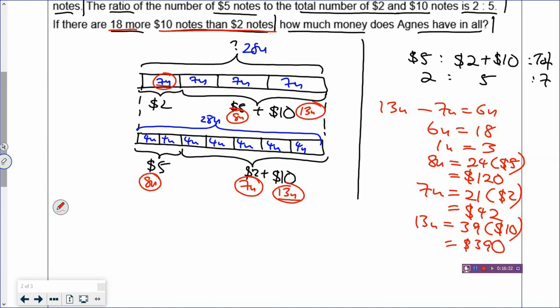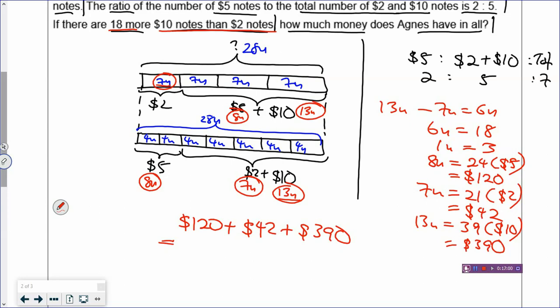So now can you find the total value that Agnes has? So every time you look at how much money, it means the value. Please do not find how many notes. The question did not ask you to find how many notes, but what is the value of all her money. So you take $120 plus $42 and you plus 390, and that will give you how much money she has.